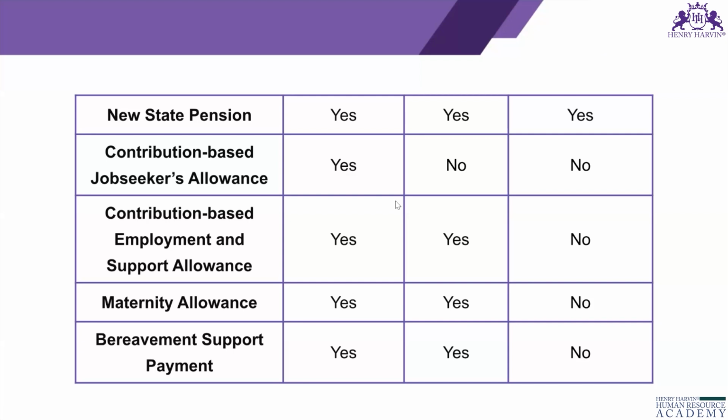So at this time, the employee can get the payment from HMRC directly because she has already contributed to NIC. This is called maternity allowance. They can get it directly from HMRC even though the employer is not paying. Then, bereavement support payment.